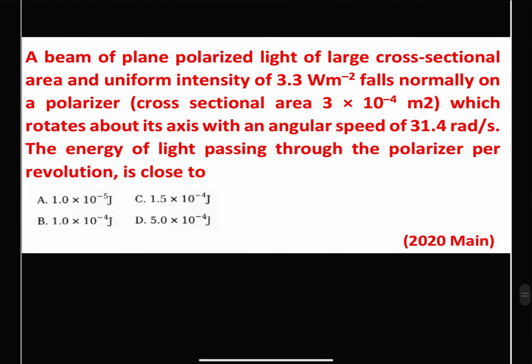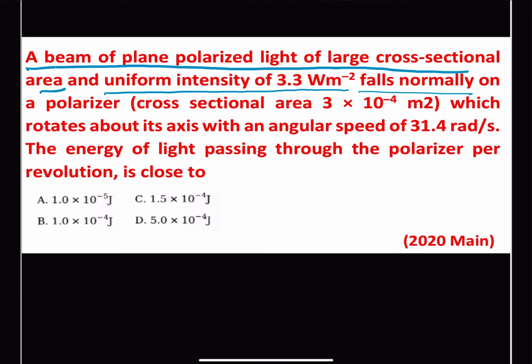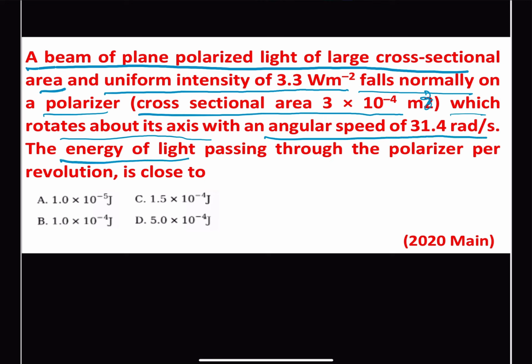It states that a beam of plane polarized light of large cross-sectional area and uniform intensity of 3.3 Watt per meter square falls normally on a polarizer of cross-sectional area 3 into 10 to the power minus 4 meter square, which rotates about its axis with an angular speed of 31.4 radian per second. The energy of light passing through the polarizer per revolution is close to?